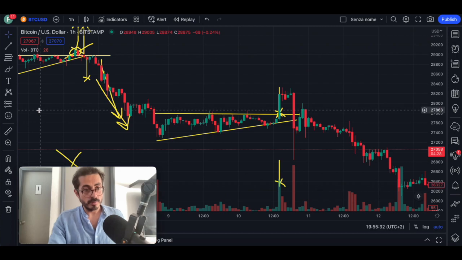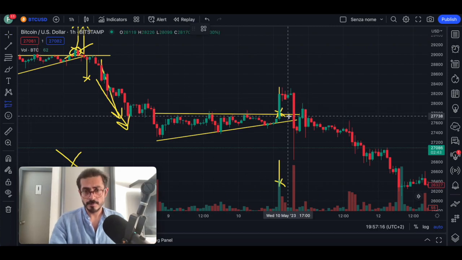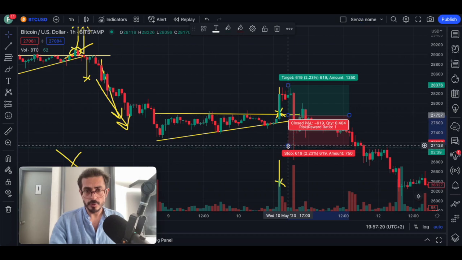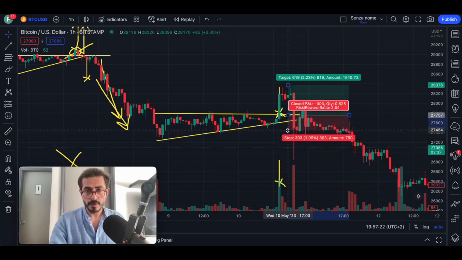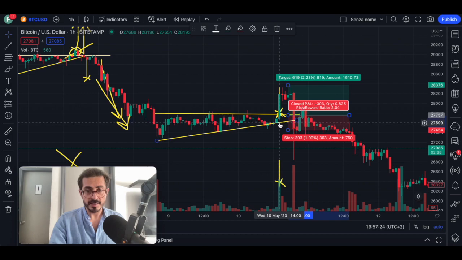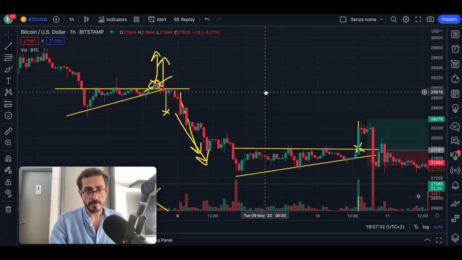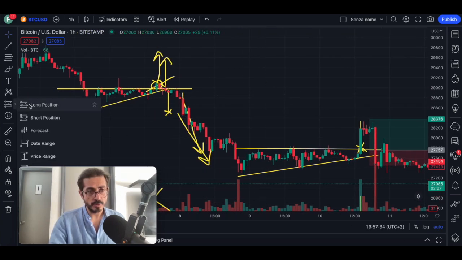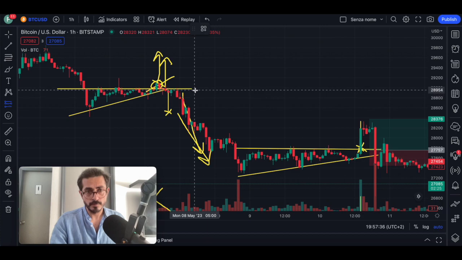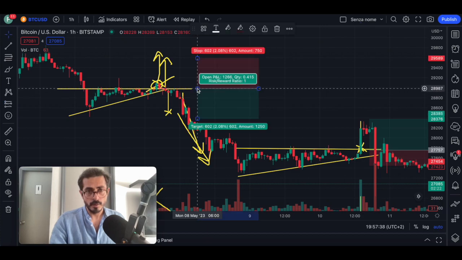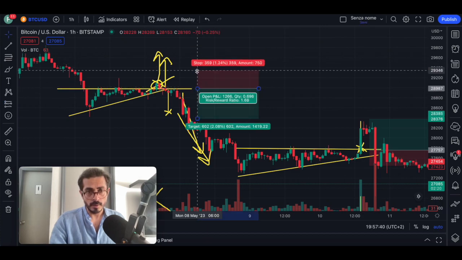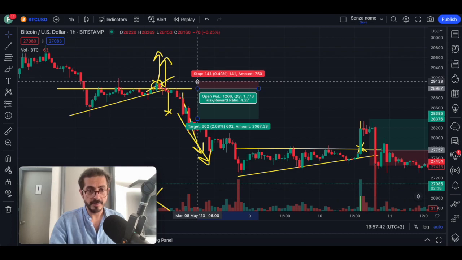Where to place your stop loss? In this case, that we were longing, you would place your stop loss below the ascending line. This is if you are longing. And if you are shorting, you place your stop loss above the flat trend line.